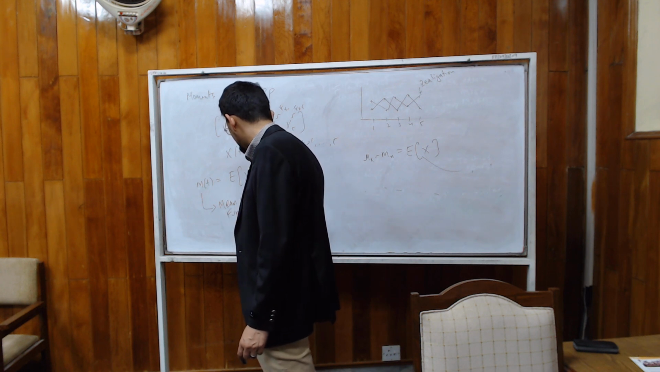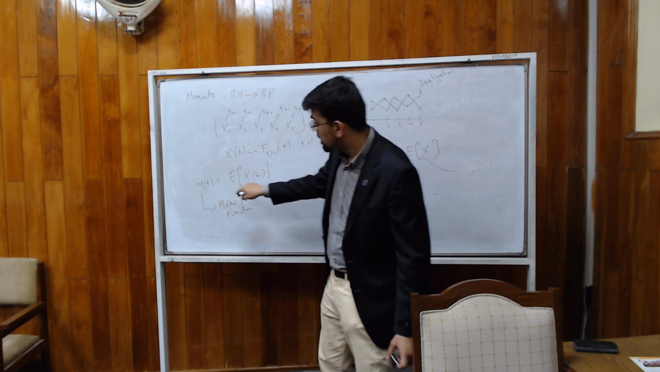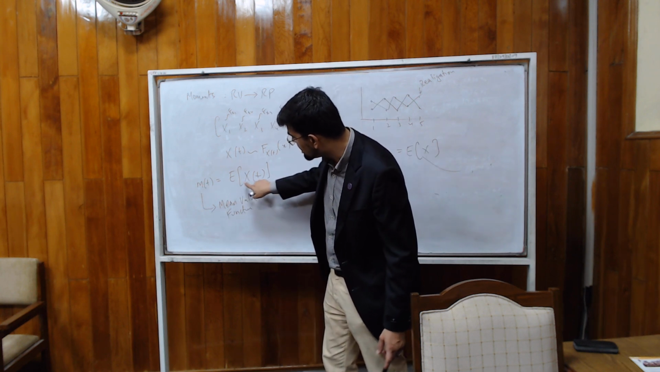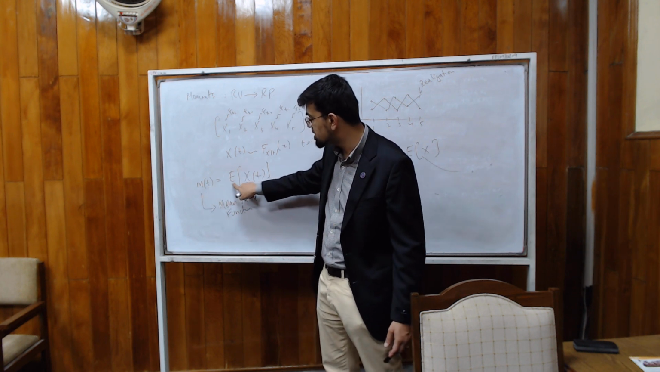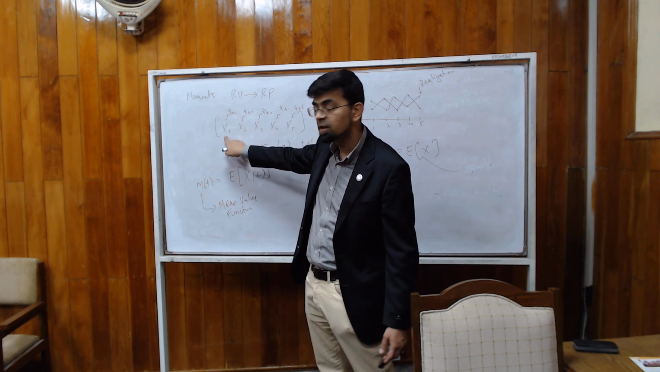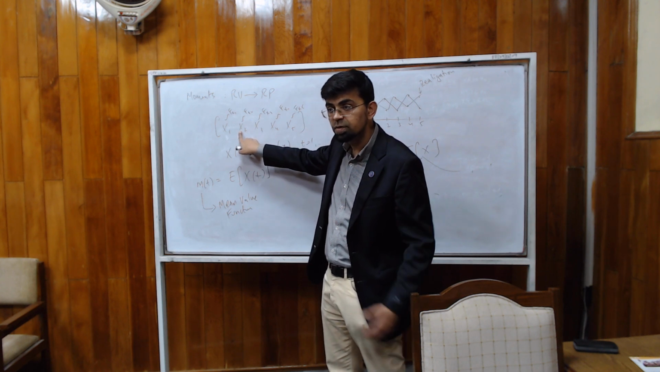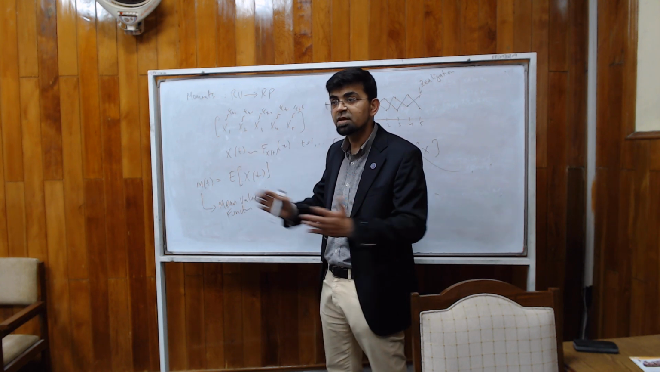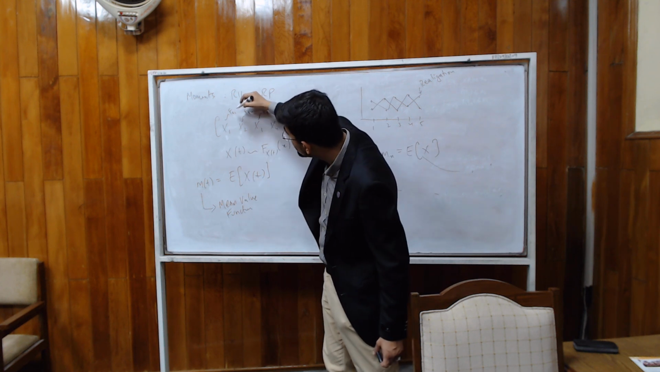Function, meaning a function of this kind. What is it saying? m(t) means the expected value of xt. So m1 would represent the expected value of x1, the first random variable, and m2 the expected value of x2, depending on whether your t is continuous or discrete.